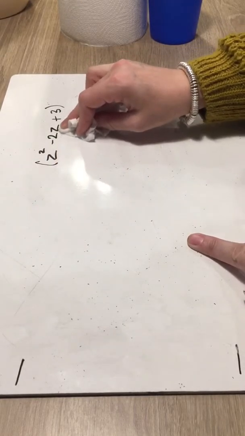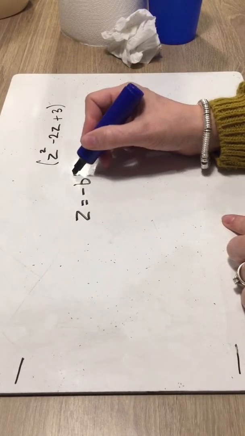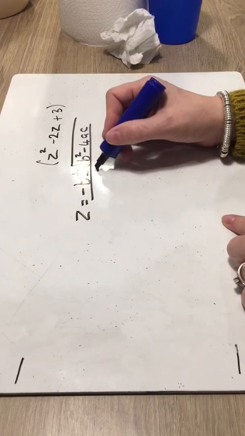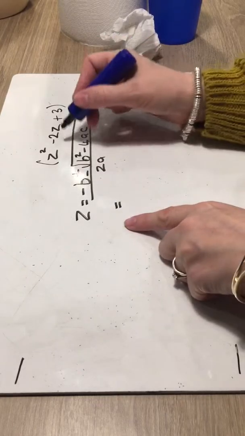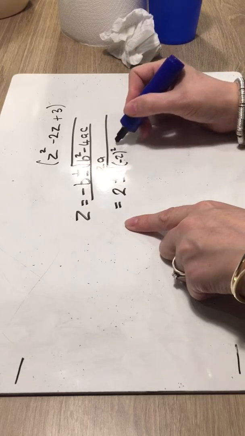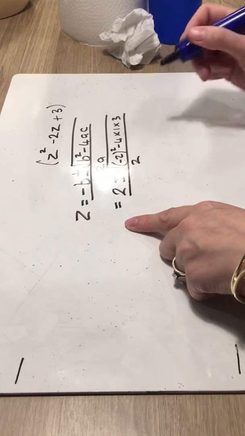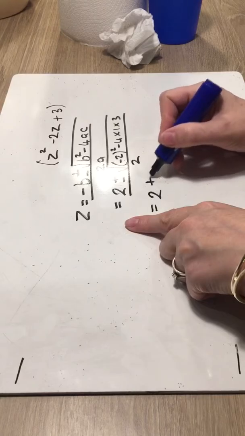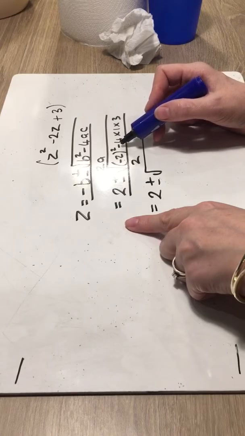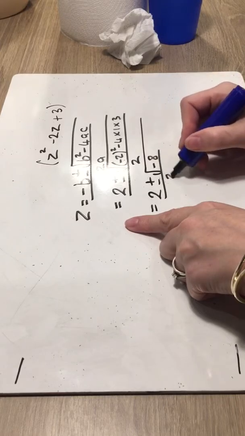Okay, and you need to learn the quadratic formula. So, quadratic formula is z equals minus b plus or minus square root b squared minus 4ac all over 2a. So that's going to be minus minus 2, so plus 2 plus or minus the square root of minus 2 squared minus 4 times 1 times 3 all over 2. So that is 2 plus or minus the square root of minus 2 squared is 4, and that's minus 12. 4 minus 12 is minus 8 all over 2.